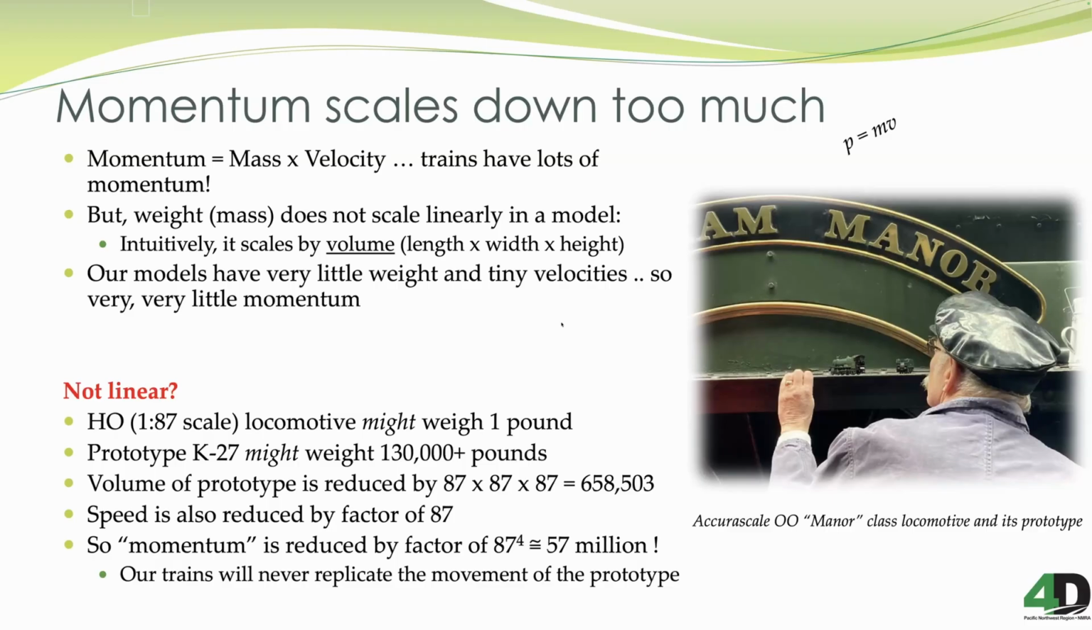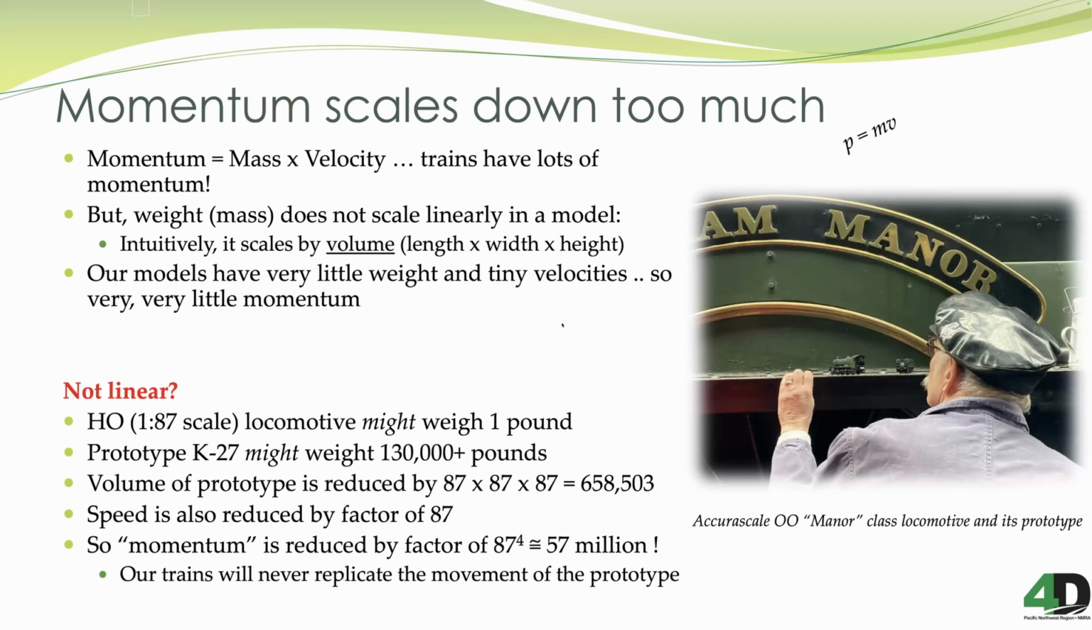And then momentum, how smoothly our things run down the track, has another scale of an 87th when we look at the speed. That comes to something like 157 millionth of the momentum that a real locomotive or train has, on our models. So our trains will never replicate the movement of the prototype.